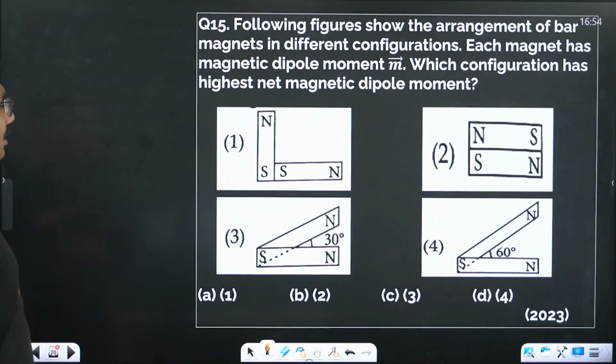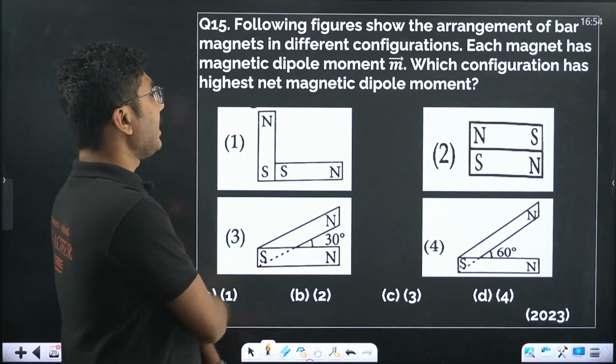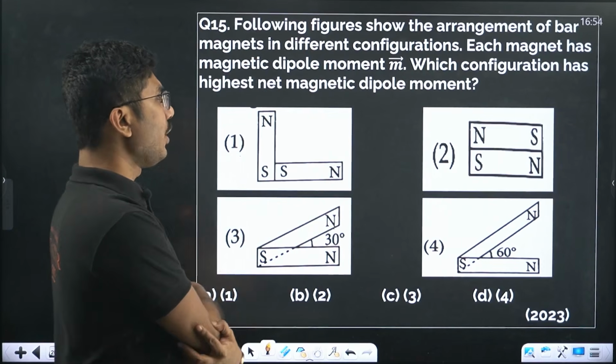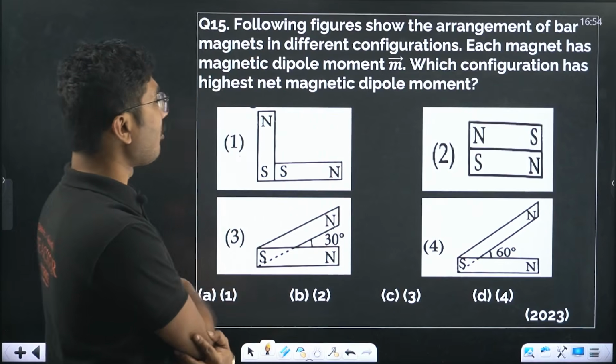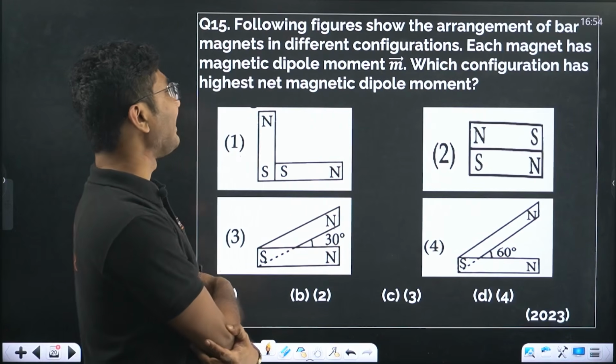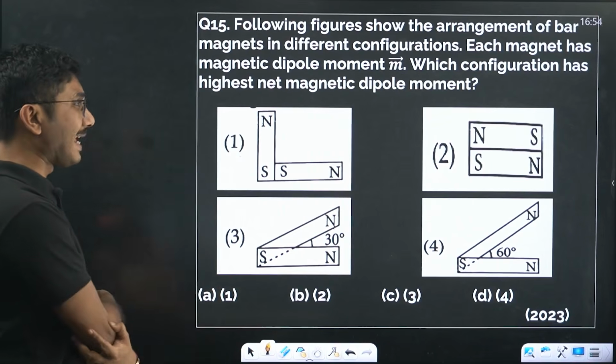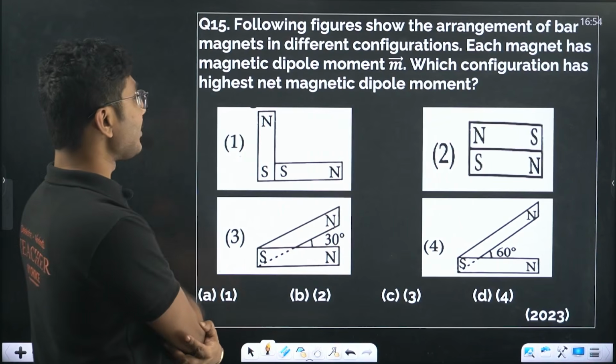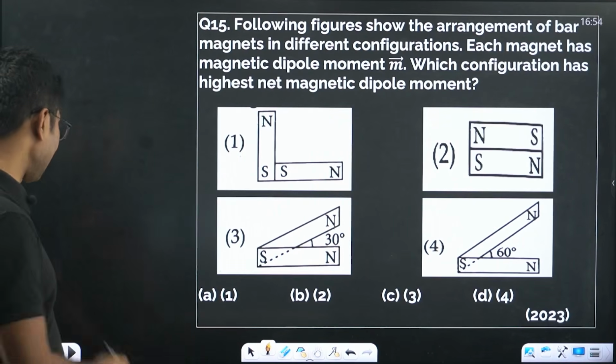Now next part, last question of the day. The following figures show the arrangement of bar magnets in different configurations. Each magnet has magnetic dipole moment M. Which configuration has the highest net magnetic moment?